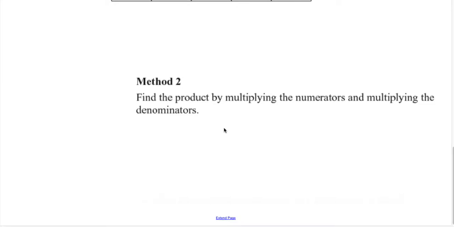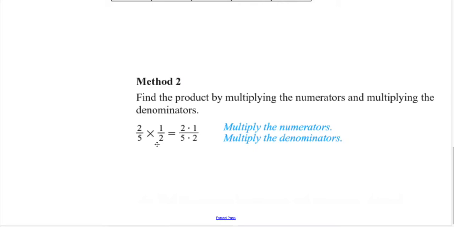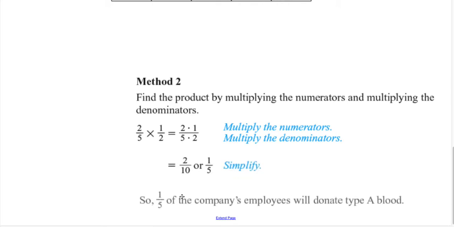And this is the rule. Find the product by multiplying the numerators and multiplying the denominators. Okay? So you have 2/5 times 1/2 equals 2 times 1 all over 5 times 2. You multiply the numerators and you multiply the denominators. You'll have a product of 2 over 10 or 1/5 in simplest form. So 1/5 of the company's employees will donate type A blood.